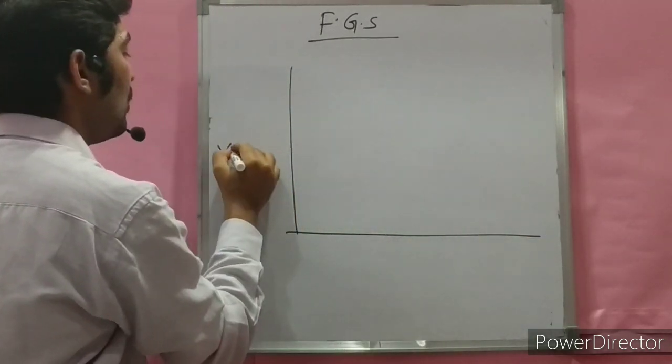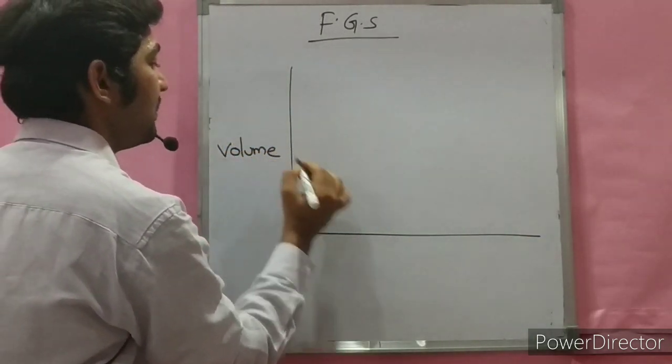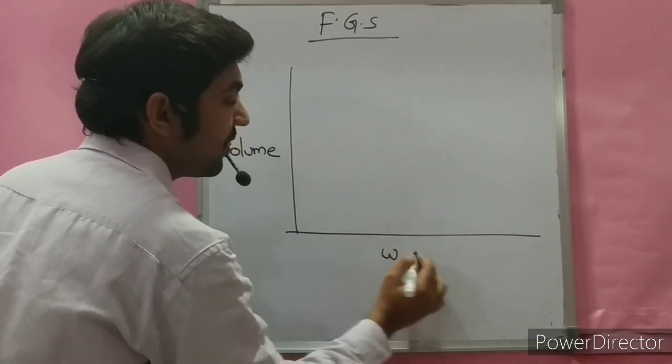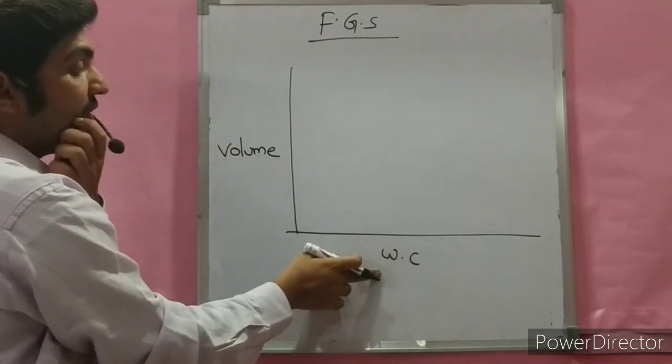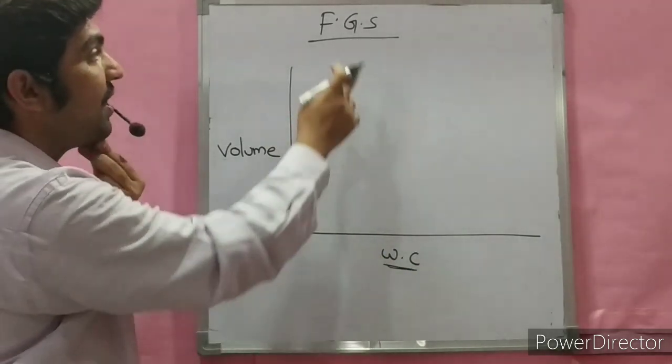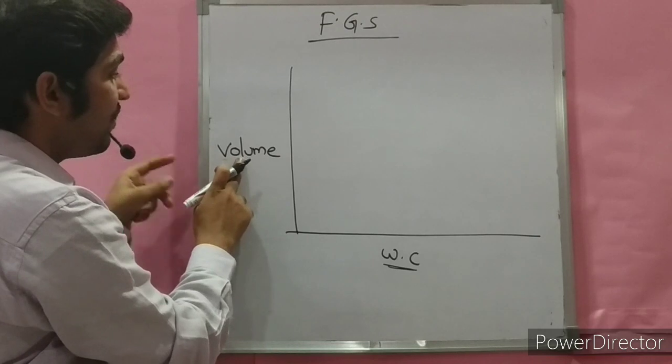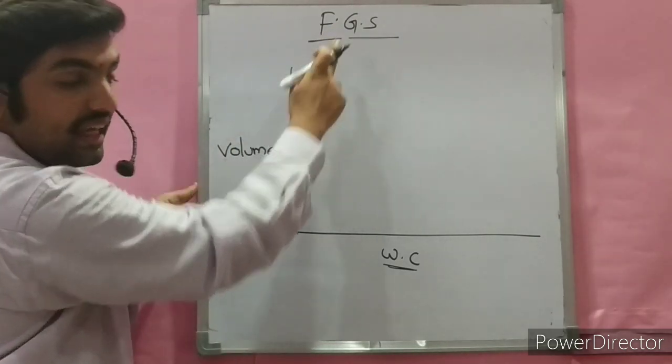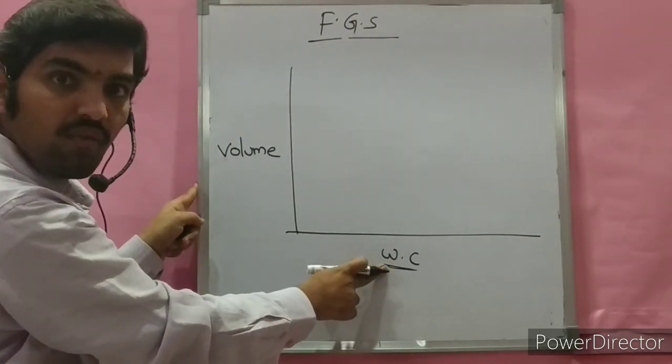This is volume. This is water content. Volume and water content. We already told in the beginning that water content largely influences the behavior of the fine-grained soils. The volume of the fine-grained soils keeps on changing with change in the water content.